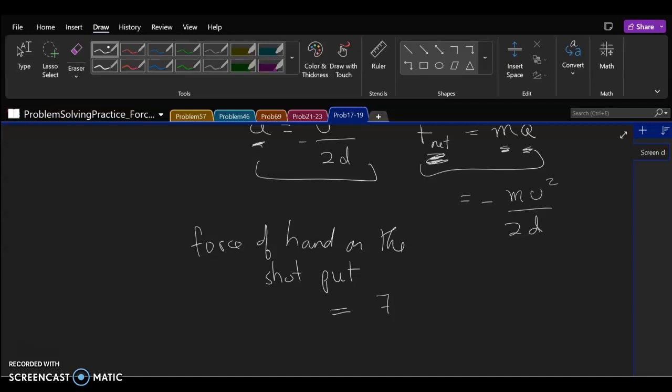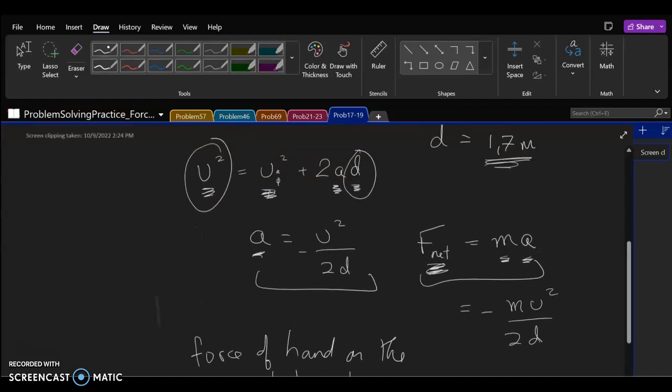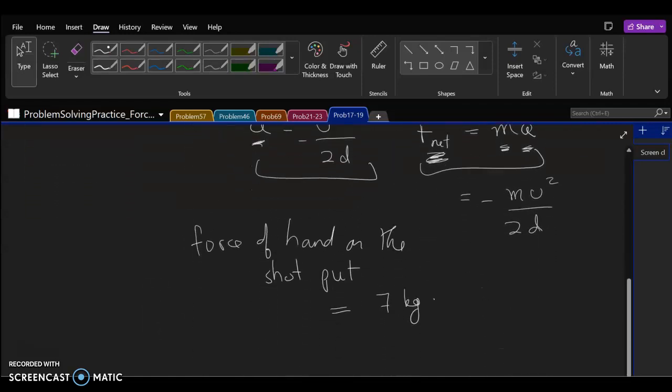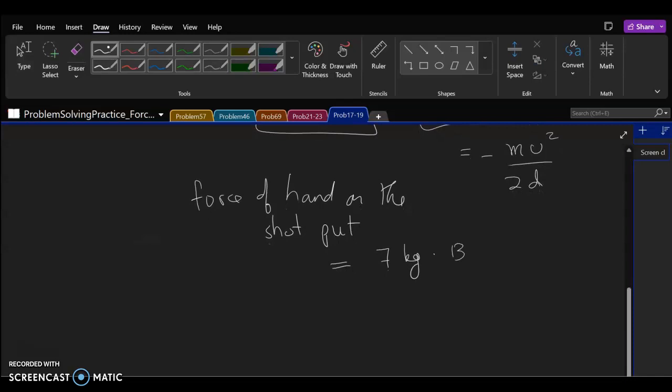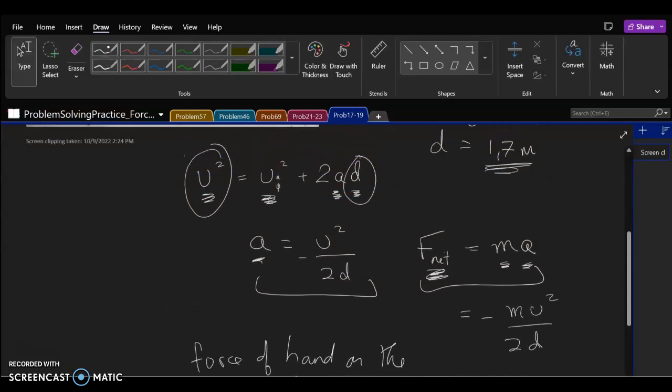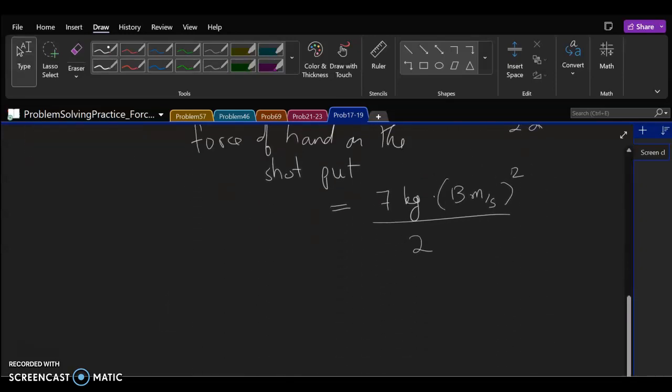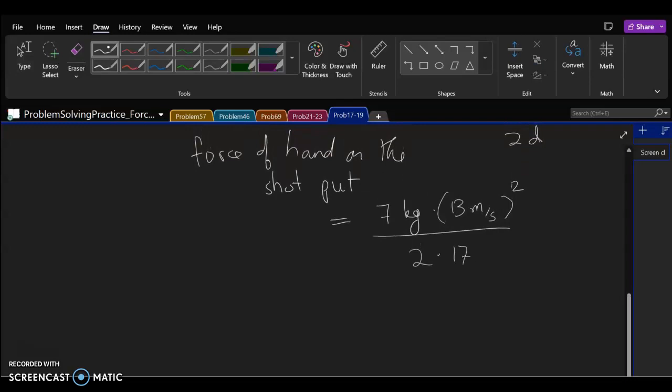We can then say that it's 7 kilograms times v squared, where v is 13 meters per second, so I can do 13 meters per second, squared, divided by 2 times the distance that he moved it, which was 1.7 meters. This is going to give me kilogram meters per second squared, which is a Newton, so it's going to give me an answer in Newtons.